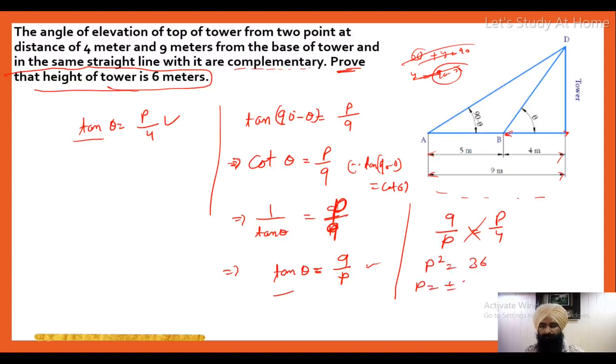P is equal to plus minus 6. But our distance is always positive, so p is equal to 6 meter.